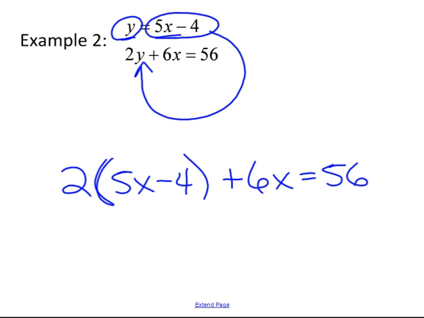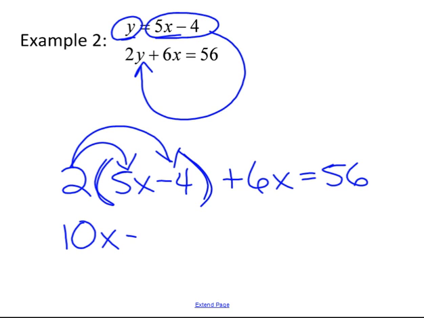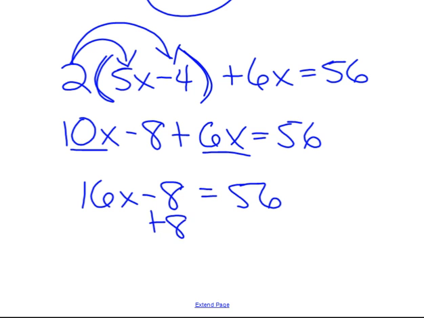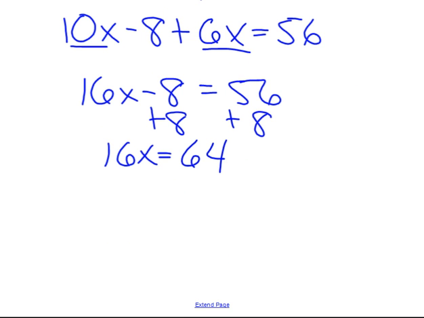Don't forget to put this in parentheses. It does need to be in parentheses, and you do need to distribute. 2 times 5x is 10x. 2 times negative 4 is negative 8. Combine like terms. Add 8. 16 times x, opposite of times is divide, and you get x is equal to 4.